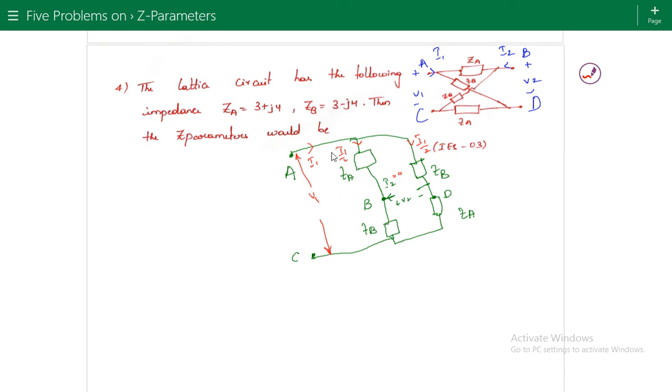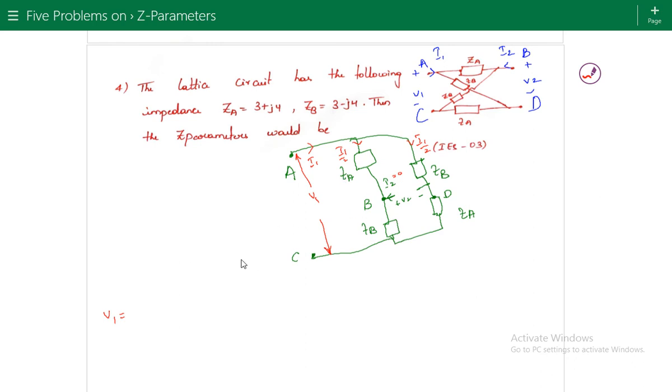What is the impedance offered by this branch? ZA plus ZB. What is the impedance offered by this branch? ZB plus ZA. So both branches are offering the same impedance, so the current will be divided into I1 by 2 and I1 by 2. Now what is the value of V1? How will you find the value of V1? V1 equals the drop across this ZA and the drop across ZB.